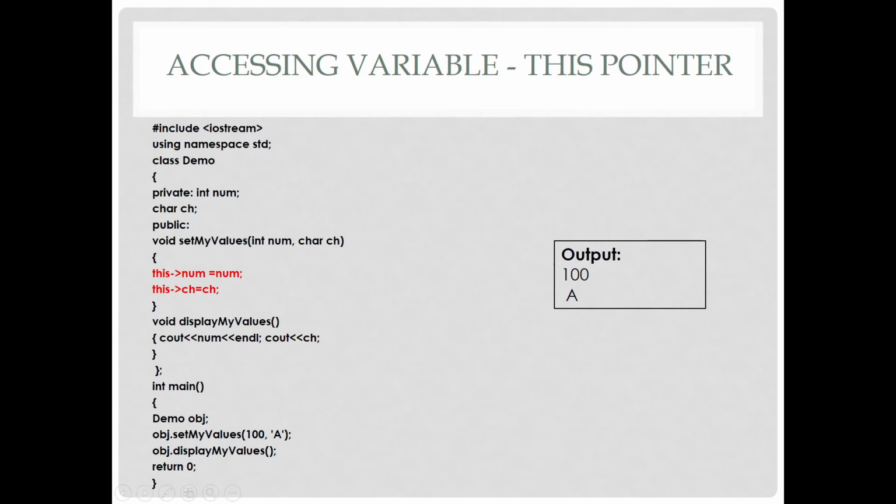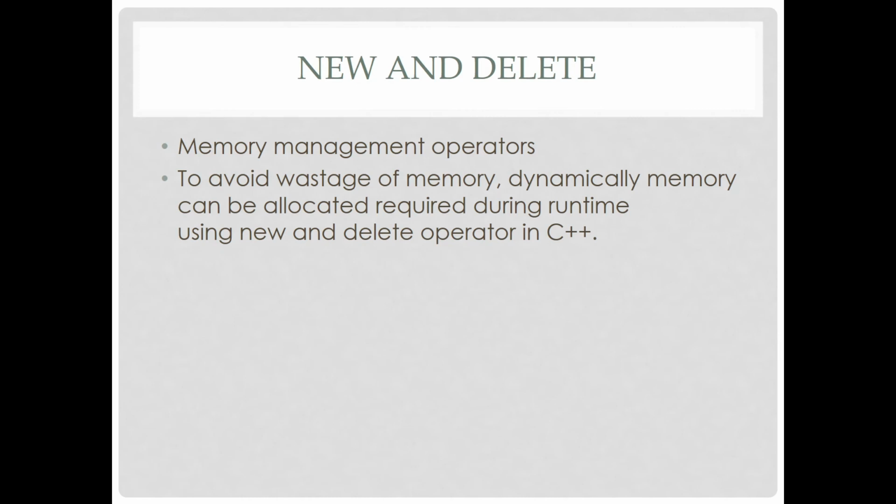You can see an indirection operator over here, a hyphen and a greater than symbol. Which means this arrow num, this object's num, is equal to num. The object's character is equal to this arrow character. So this is how we denote it. You can use the this keyword over here instead of that particular object obj, which means instead of obj you are just using this. Okay, this is how we access a variable using the this pointer.